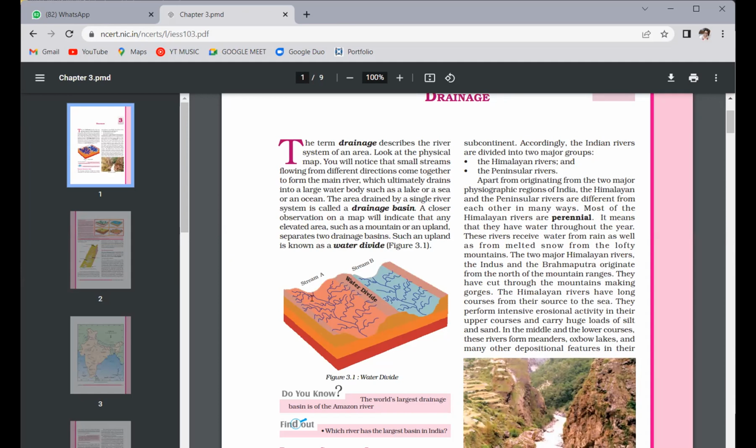Underline. Yes, ma'am. And then, fine. These two you underline. Very good. Next.